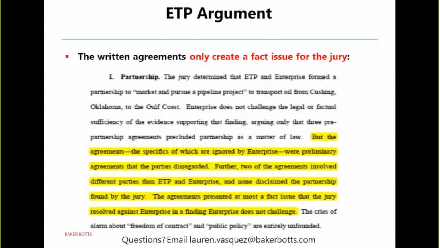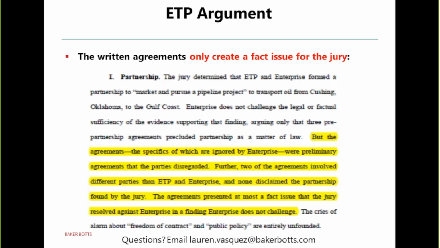ETP says that the written agreements only create a fact issue for the jury to resolve, not the court. In their mind, if we look at the very last sentence that's highlighted, they say that the contract is not a silver bullet. It is just another factor that should be subsumed in that five-factor test laid out in the TBOC. And what ETP says is exactly what Tim was referring to: yes, they had boilerplate agreements, but the parties ran right through that in a race to the market for this new pipeline market.